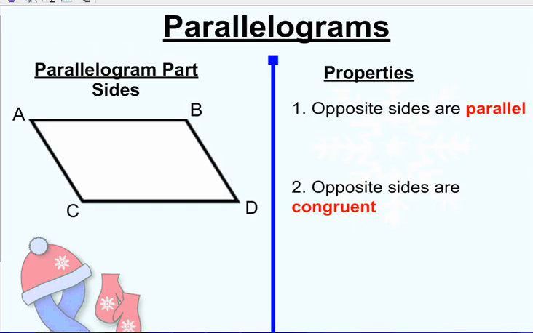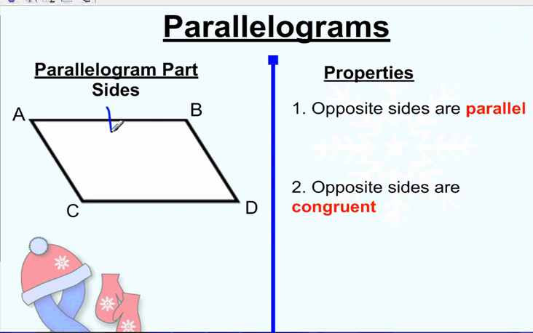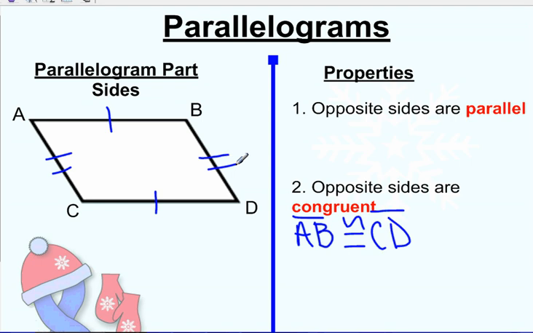So the two properties about the sides of a parallelogram are that opposite sides are parallel. If the opposite sides are parallel, that's going to give us some special properties about the angles that we're going to talk about next. Also, opposite sides are going to be congruent. So if opposite sides are congruent, that means side AB is congruent to side CD. It also means that side AC will be congruent to side BD.